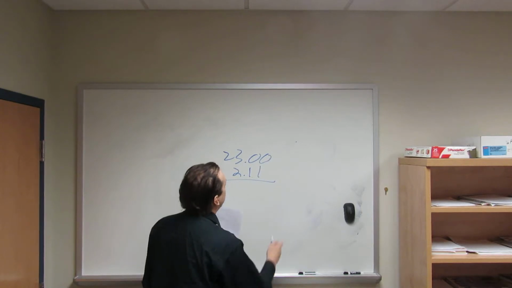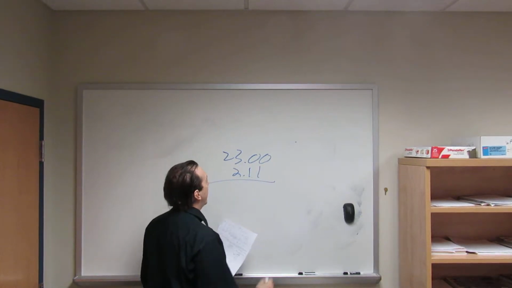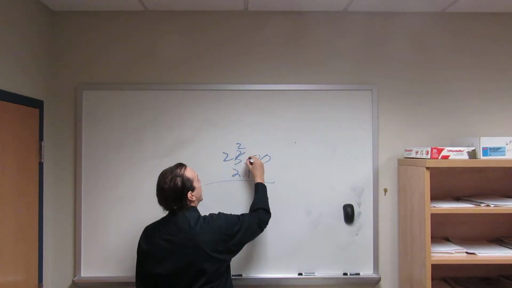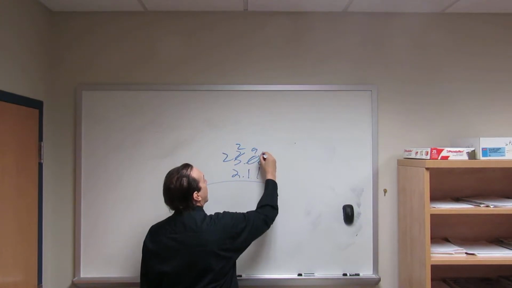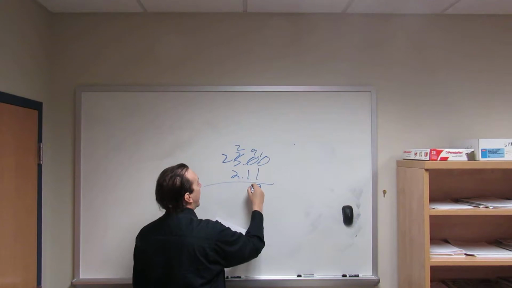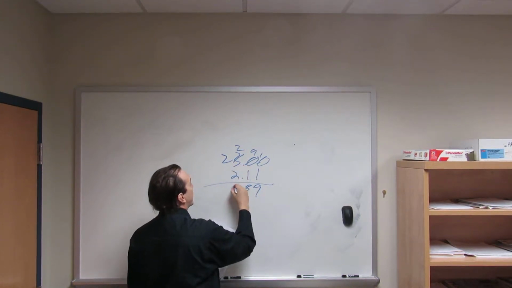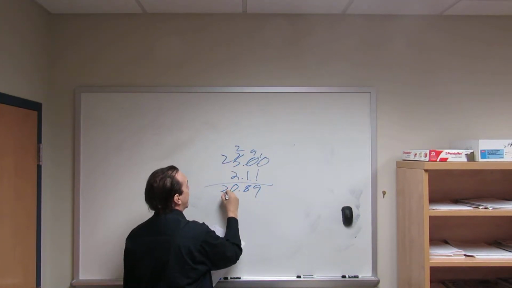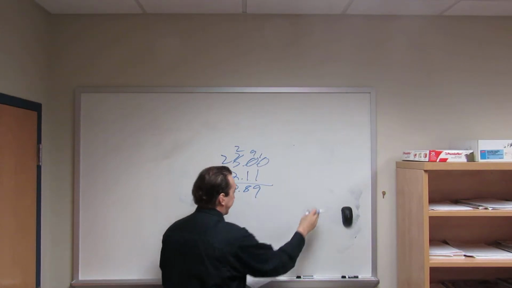We're going to borrow the number here. This becomes a 2, this becomes a 9, this becomes 10. 10 minus 1 is 9, 9 minus 1 is 8, 2 minus 2 is 0, 2 minus 0 is 20.